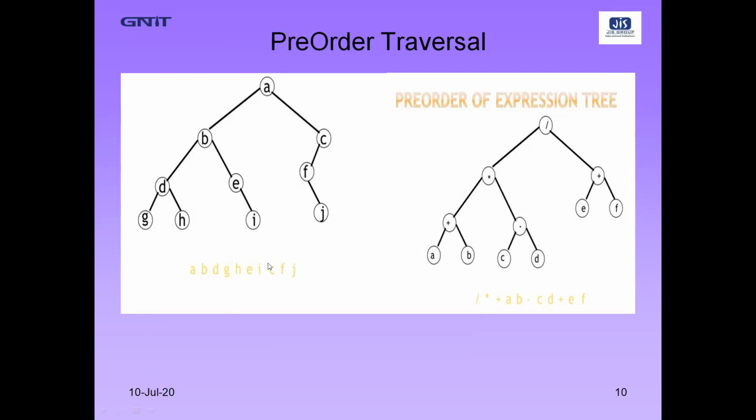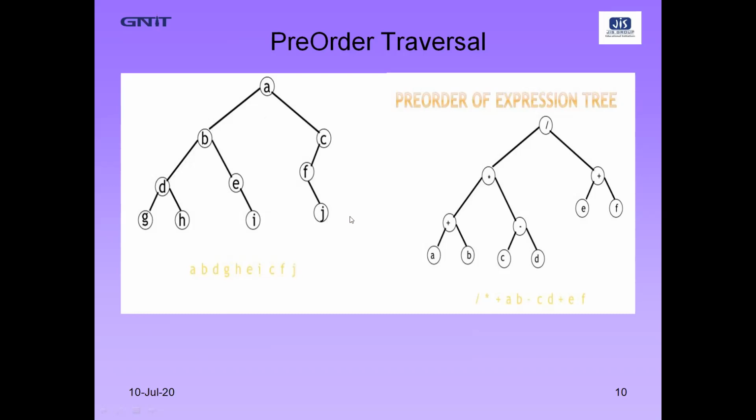So after i, c is visited. Now we move to the left subtree with respect to node c. The root node there is f, so f is visited after c. As no left part is present for node f, we move to the right subtree of node f. Only one child is there, called j, so after f, j is visited. Now as no right subtree is present in this part, we stop the operation.